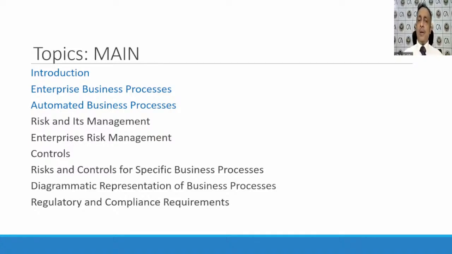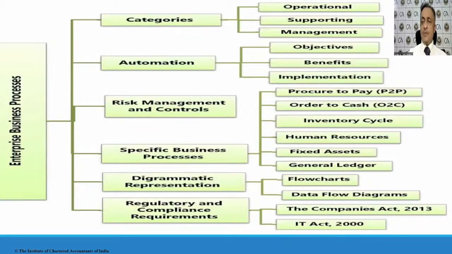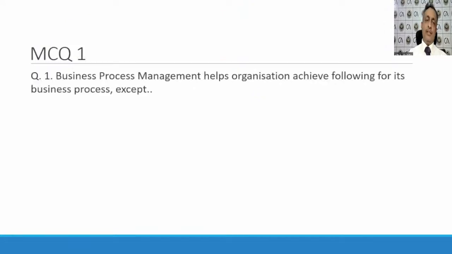Then we talked about enterprise business processes, the way they were, and automated business processes. We took a live exercise on business process automation, and from here we want to go forward. Before that, I will just take 2-3 minutes to get answers to MCQ. This is the flowchart of the chapter. I expect you to put answers.